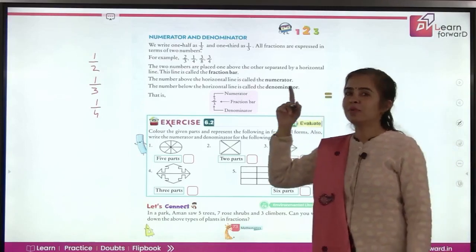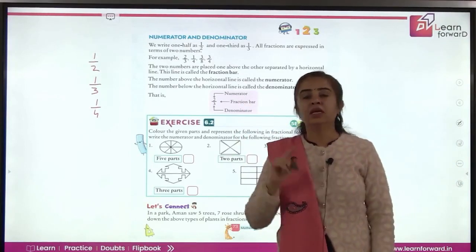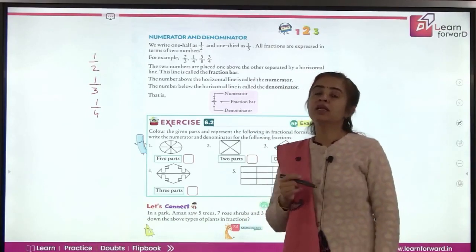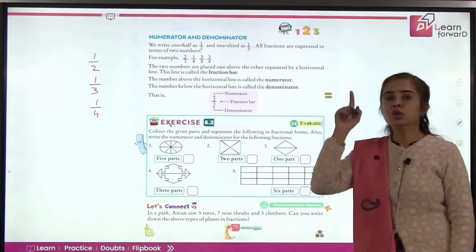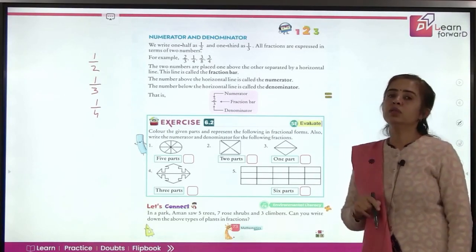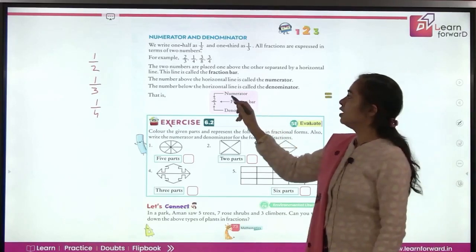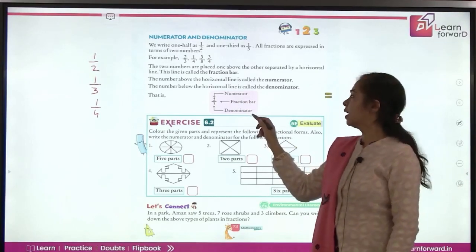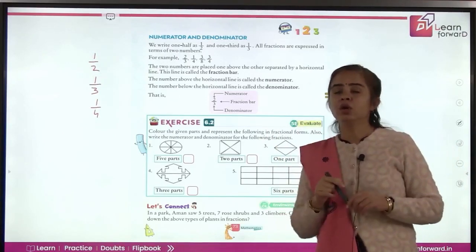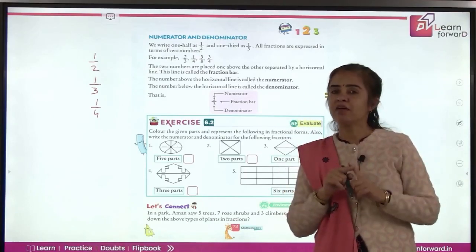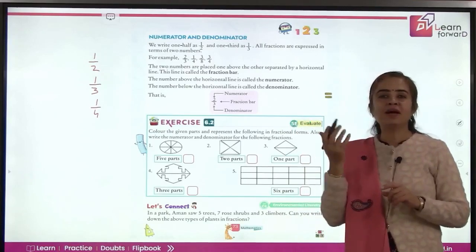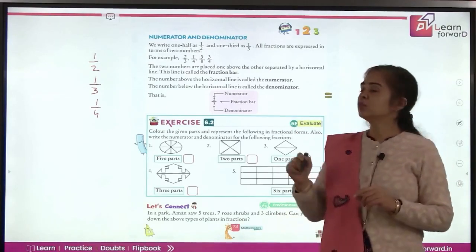Now you can see a number above this bar and a number below it. The number above is called the numerator, and the number below is called the denominator. Let's repeat. Numerator is above the fraction bar and denominator is below the fraction bar. So we have the numerator, we have the fraction bar, and we have the denominator. Now what do they signify? The denominator shows how many total parts you have made out of your whole thing, and the numerator tells how many parts you have selected, right?